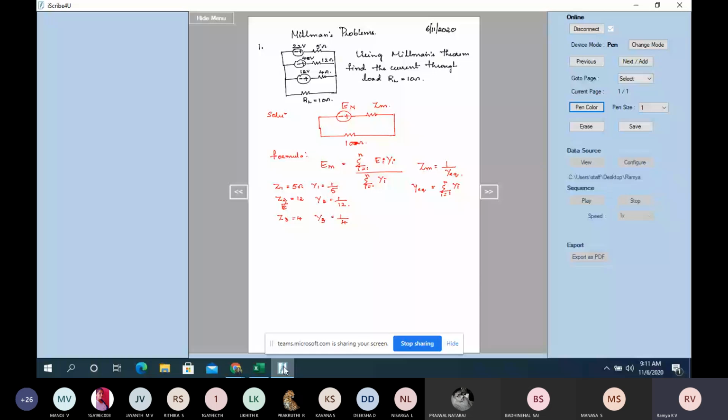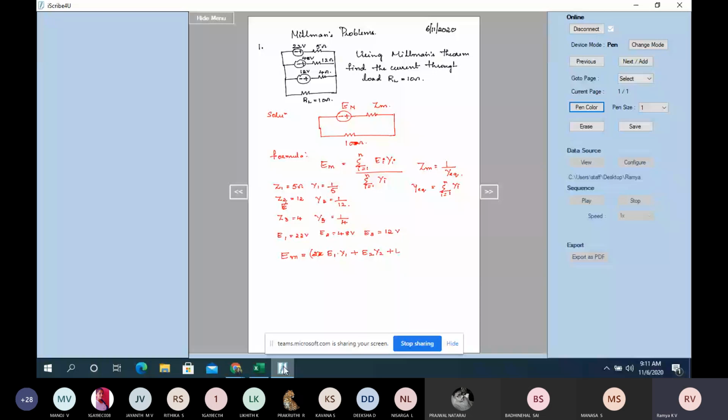Then E1 is equal to 22 volts, E2 is equal to 48 volts, and E3 is equal to 12 volts. So we have all the data now and we have to apply the formula. EM is equal to E1 into Y1 plus E2 into Y2 plus E3 into Y3. I have expanded the summation.